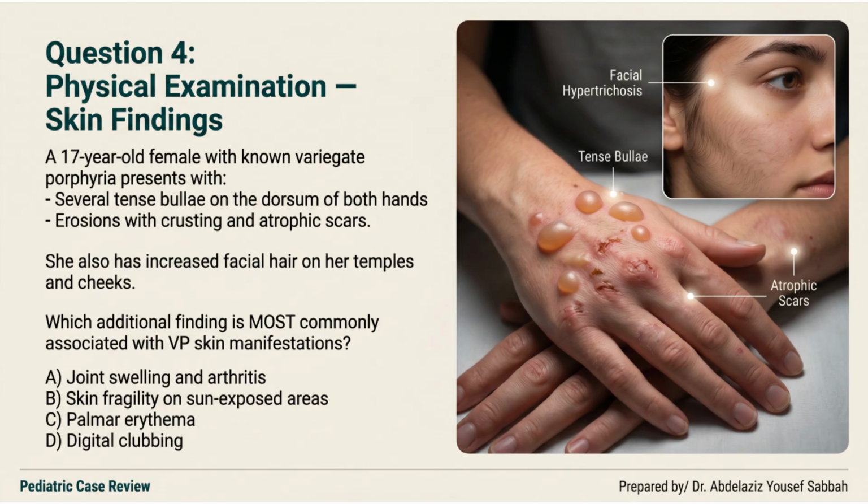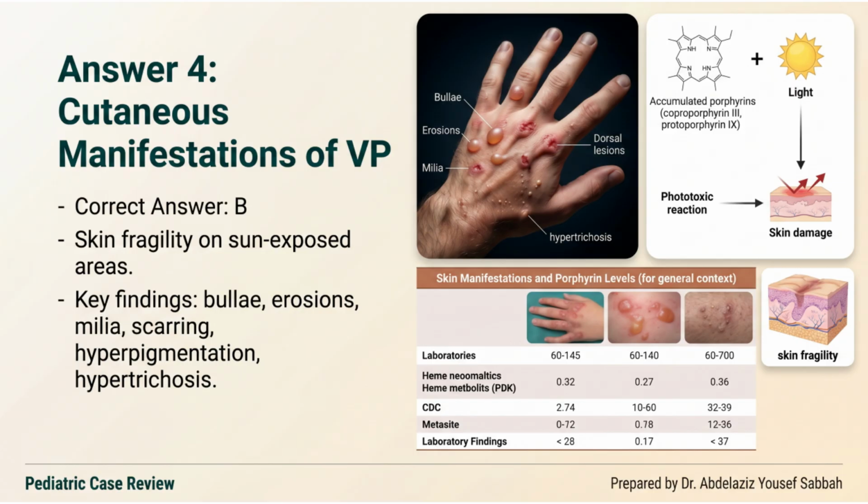Option A, joint swelling and arthritis. Option B, skin fragility on sun-exposed areas. Option C, palmar erythema. Option D, digital clubbing. Picture the typical sun-exposed skin in this disease as you weigh the options. The correct answer is option B, skin fragility on sun-exposed areas.